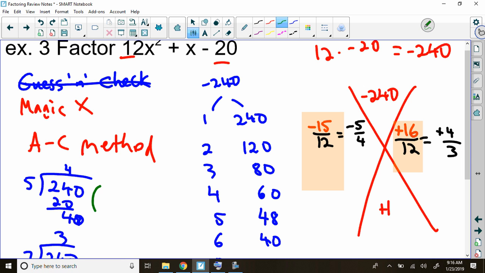So we're going to have two binomials. The denominators are the leading coefficients. So this 4 here is going to make 4x. And I think the signs stay the same. So that's going to be 4x minus 5. The other one's going to be 3x plus 4.